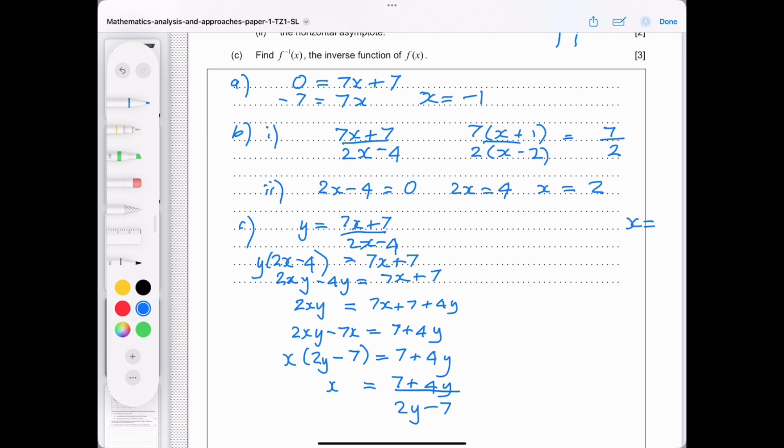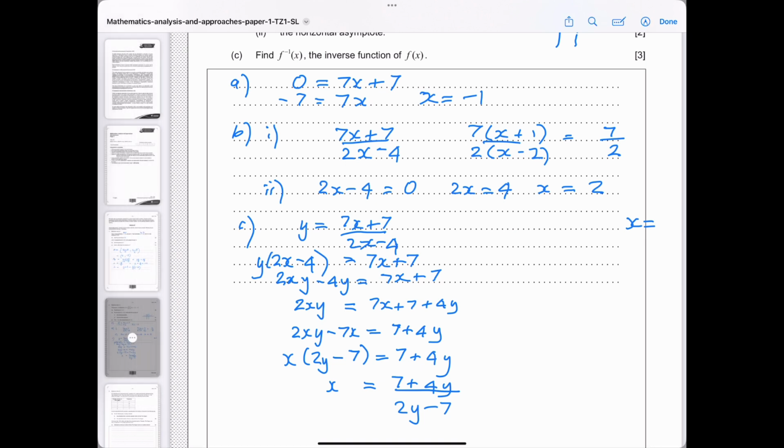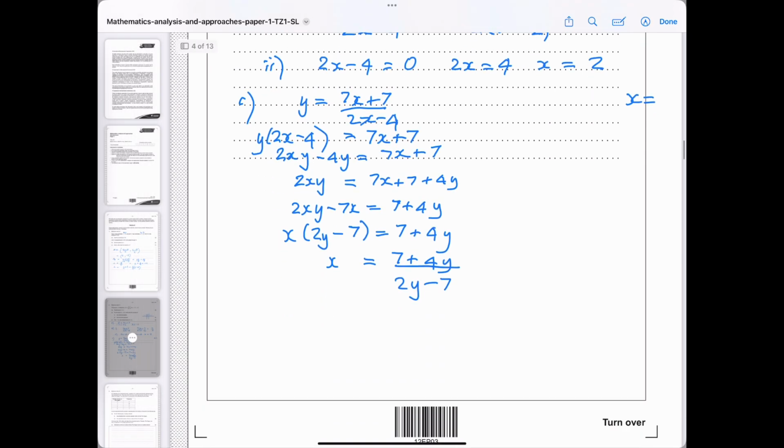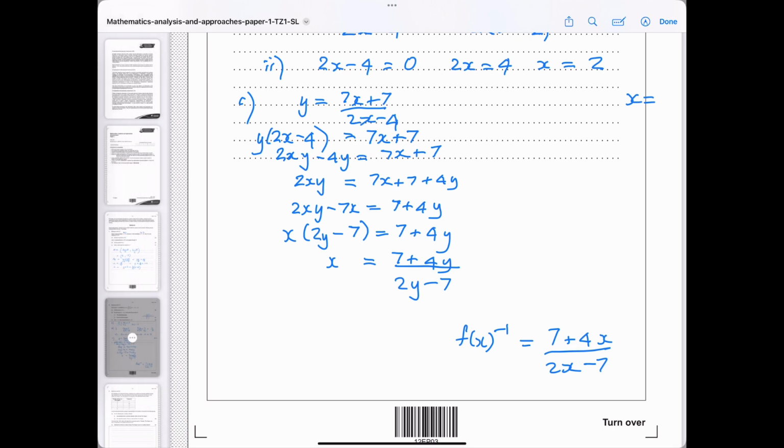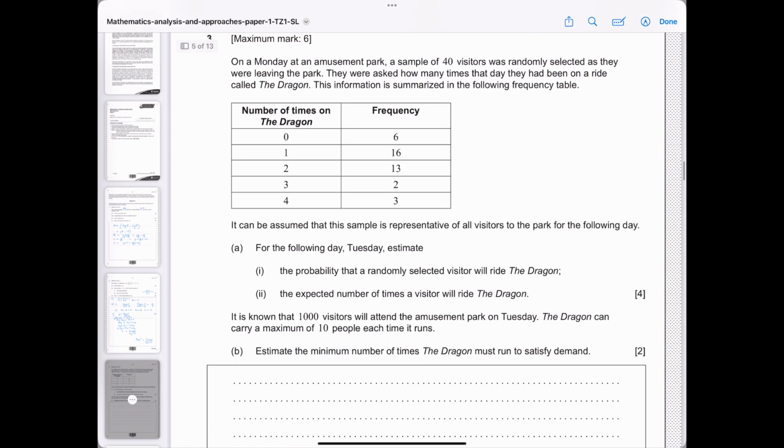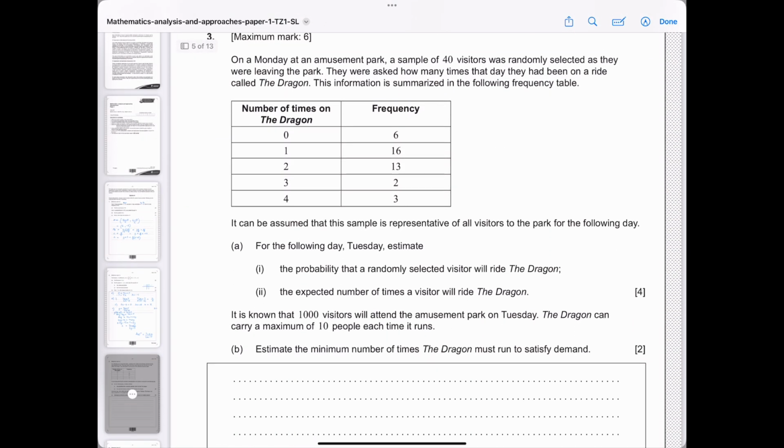And that is it. Now, in order to completely win at this question, we would then rewrite it as f to the minus 1 of x equals (7 plus 4x) over (2x minus 7). Which looks quite like the thing at the beginning, but there we go.